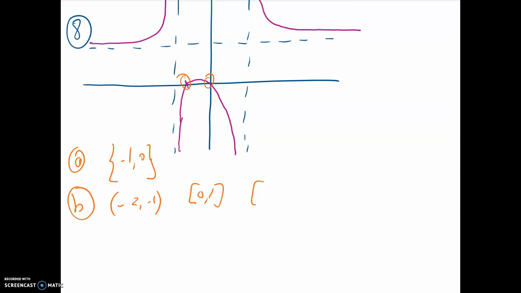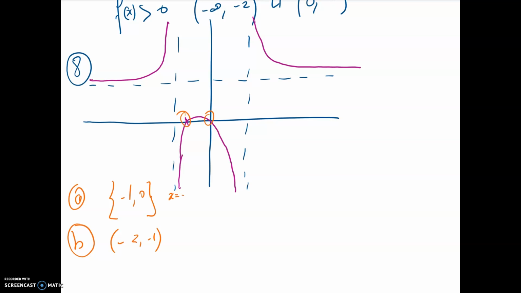Let me repeat that. It's going to be negative 2, negative 1. Why negative 2, negative 1? Because I can see clearly that between x equals negative 2 right here and x equals negative 1 right there, I got a negative value of my function. And then if I look at the rest, I have a union, and it's going to be 0, 1, so between 0 and x equals 1.